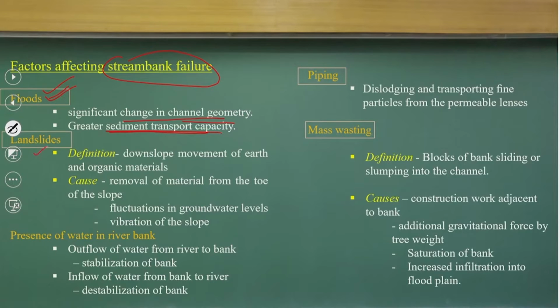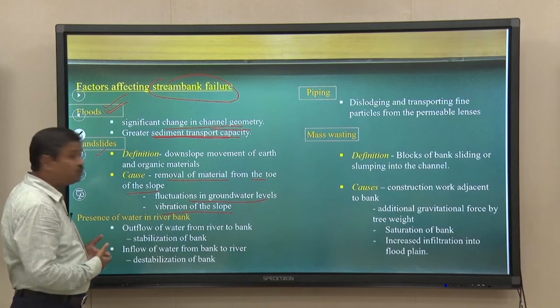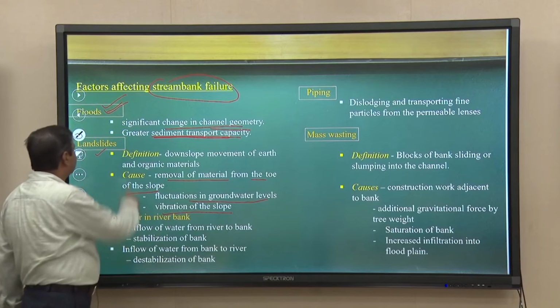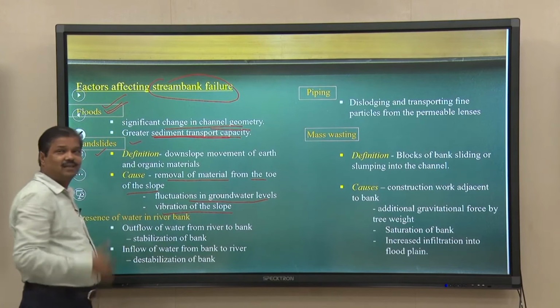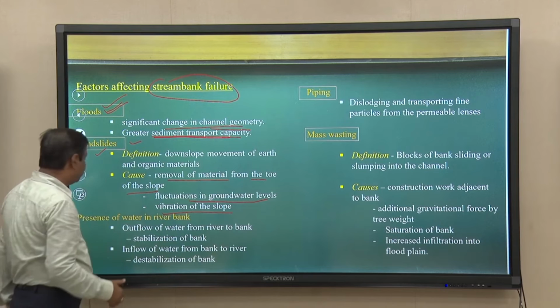Then we should try to understand landslide cases, where small landslide type failure mechanisms happen on the river bank because of fluctuations of groundwater tables and slope variations. Earthquakes can also play a major role in triggering landslide processes at the river bank.